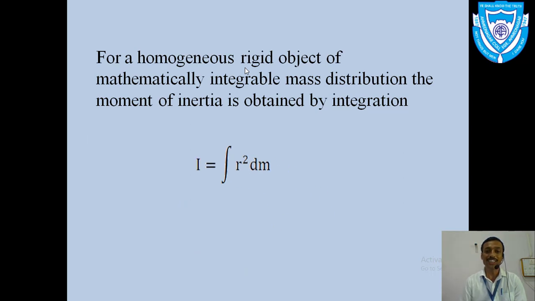Now for a homogeneous rigid object of a mathematically integrable mass distribution, the moment of inertia is obtained by integration. I is equals to integration of r square dm. Here the summation sign is replaced by integration, and dm is nothing but a small amount of mass, let us say dm. So I is equals to integration of r square dm.